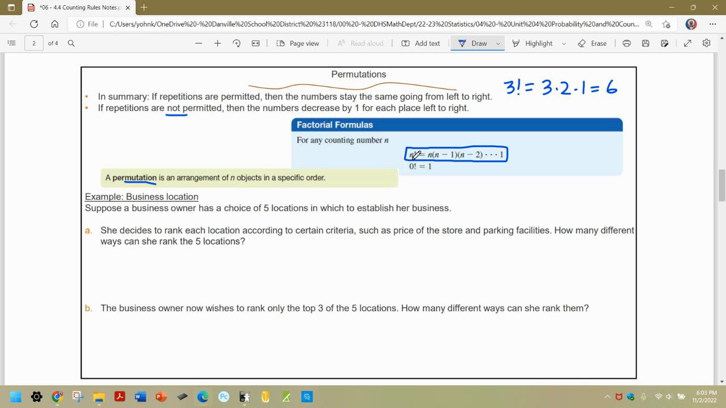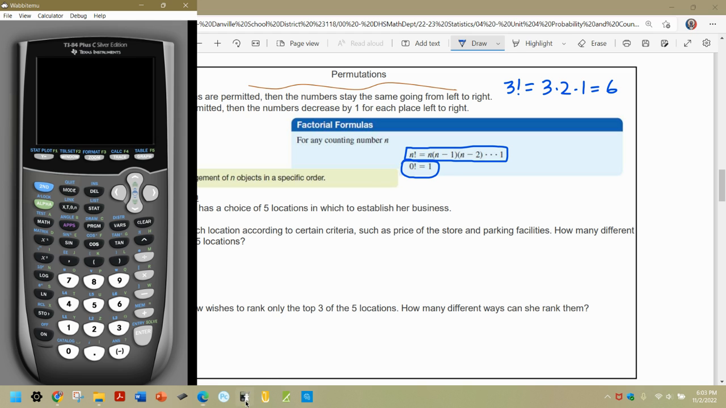The only weird one about factorials is 0 factorial is 1. Now, usually factorial means multiply it by that number until you get to 1. Well, it's weird because 0 factorial, yeah, it's weird. You just got to know that 0 factorial equals 1. However, if you ever forget, you can always use your calculator because guess what, kids? There's a factorial button on the calculator.